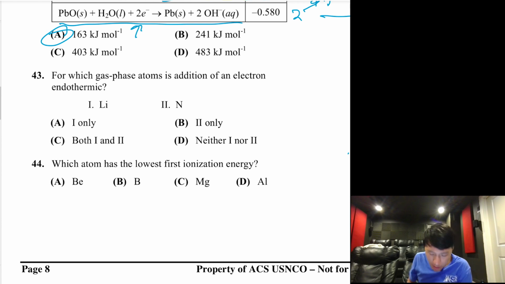Problem 43. For which gas phase atoms is addition of an electron endothermic? For most elements, adding an electron is going to be exothermic because you're bringing a negative charge closer to a positive charge, which is stabilization and a loss of energy. But there are some exceptions. The notable ones are beryllium, magnesium, nitrogen, and the noble gases.